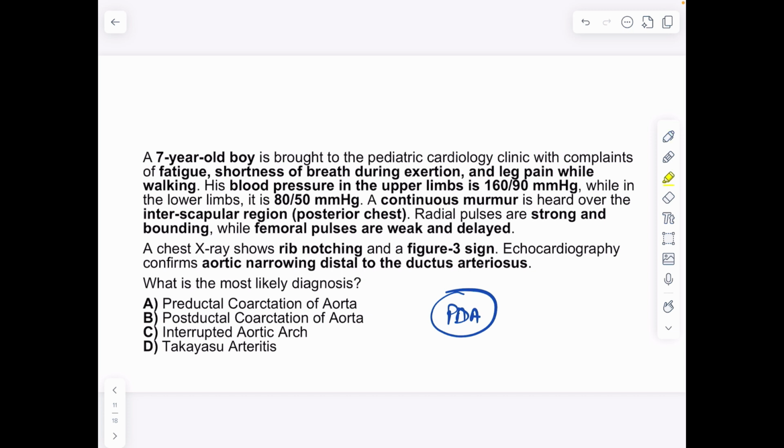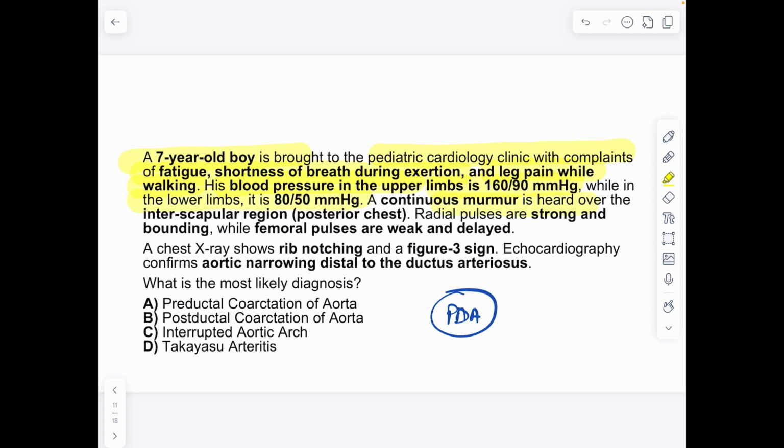Let's read the question first. A 7-year-old boy is brought to the pediatric cardiology clinic with a complaint of fatigue, shortness of breath during exertion, and leg pain while exertion. Now, his blood pressure in the upper limb is 160 by 90, which is high, and is different from that of the lower limb, which is 80 by 50 and is low.